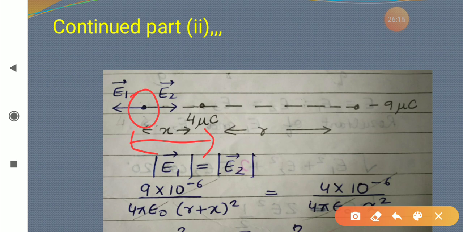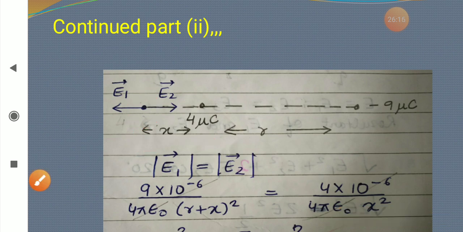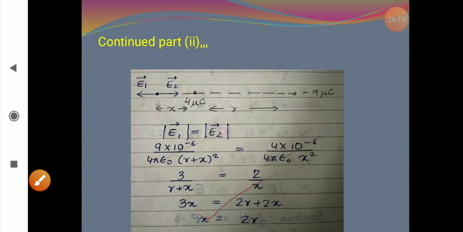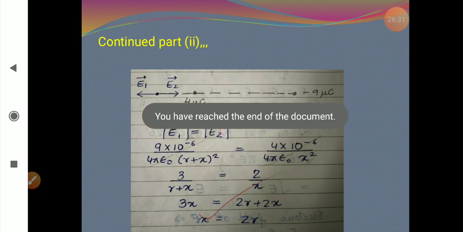Okay. So before attempting such questions you must look at the possibilities where the electric field is going to be zero. It is a very important problem and it is often asked in examinations.